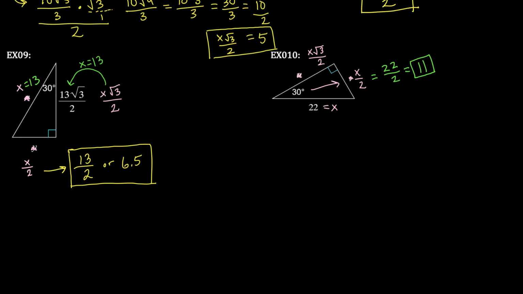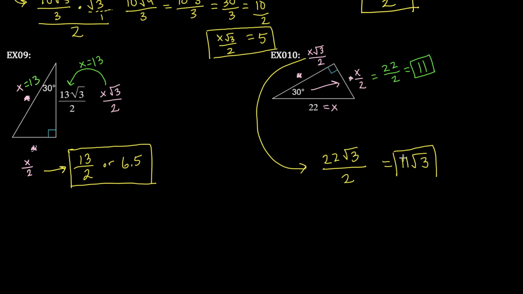And I'll put this one over here. And we get x is 22, so 22 times square root of 3 over 2. Well, 22 over 2 is 11. So I get 11 square root of 3. That's nifty. So I made the most difficult one, like, not last. Cool. That's it. Thank you.